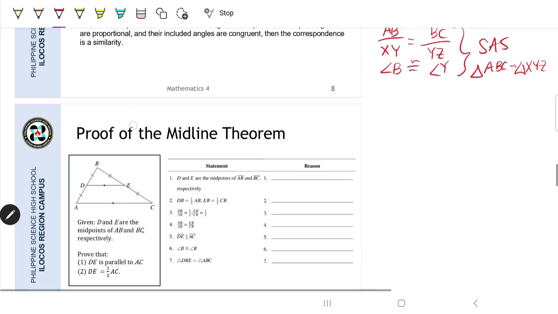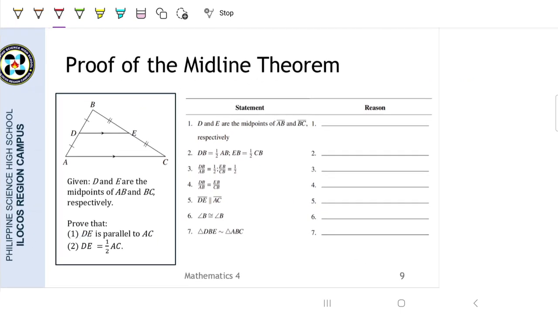So let's begin our proof. Again, what we are proving here is number 1, DE is parallel to AC, and number 2, DE is 1/2 long ng AC. Okay, so start with statement 1. D and E are the midpoints of AB and BC respectively. So what is our reason for saying that? Of course, that is based on the given figure.